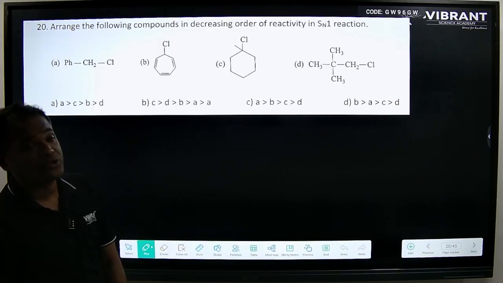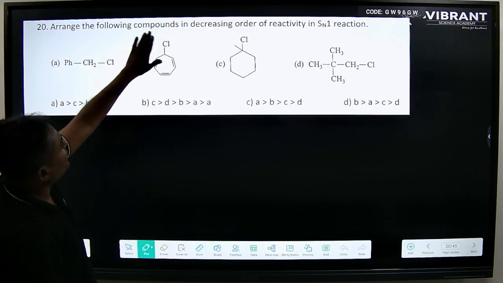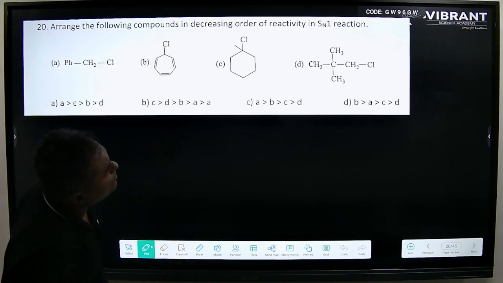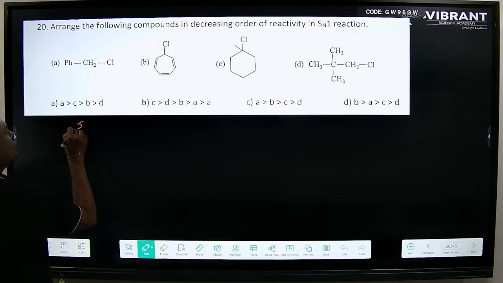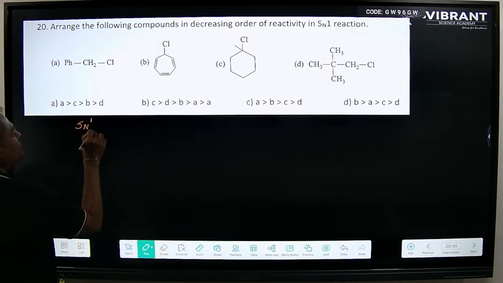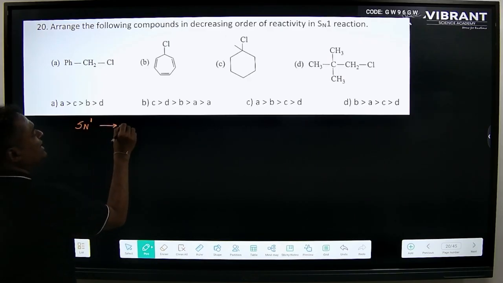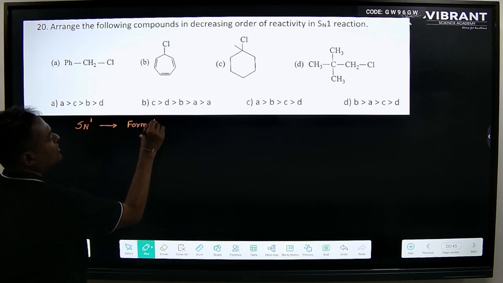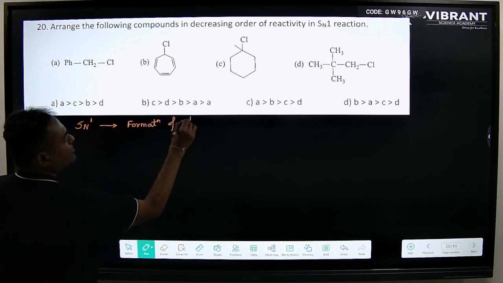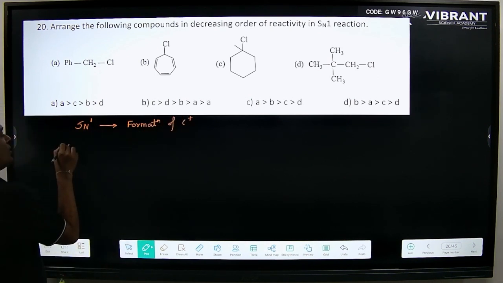Okay, one of the very good questions, child. Arrange the following compounds in decreasing order of reactivity in SN1. Now before we start anything about SN1, what is the important keyword for SN1? Yes, it's nothing but the formation of carbocation.